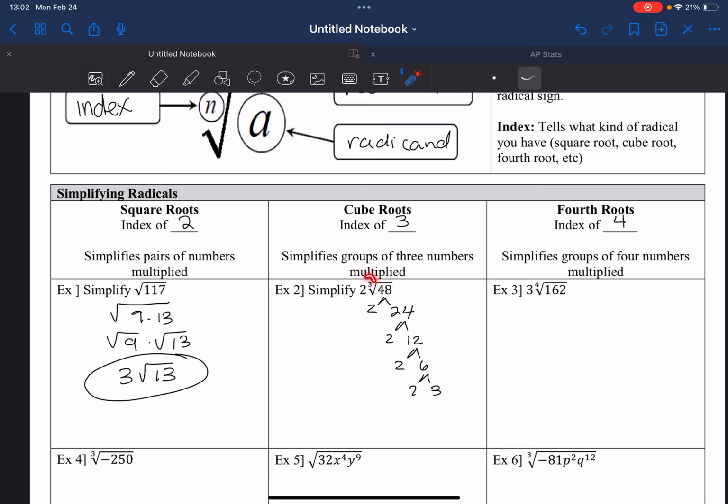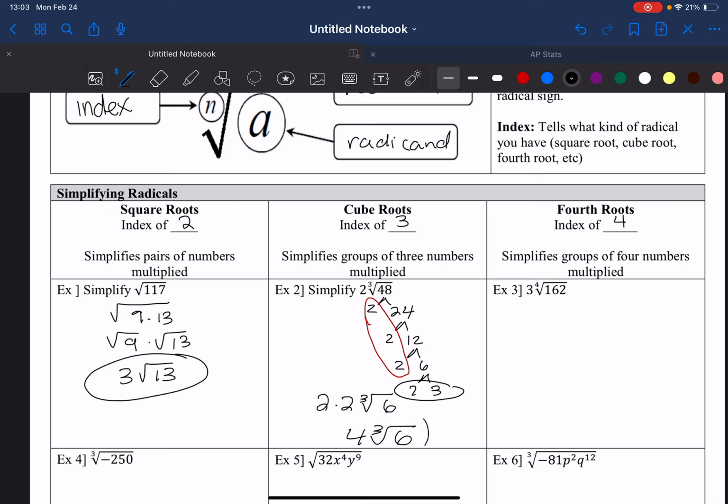Since this is a cube root, we're going to circle groups of 3. So here's one group of 2s, and then notice we don't have any groups left over, which means that 2 is going to come out. So we have 2 cube root, and then that 2 and 3 that are left over, we're going to multiply them together. So 2 times 3 is 6, and then we can't forget about this 2 that was in the front to begin with, so we have to take that down and multiply it by the 2 that we took out, so 2 times 2. So we have 4 cube root of 6.